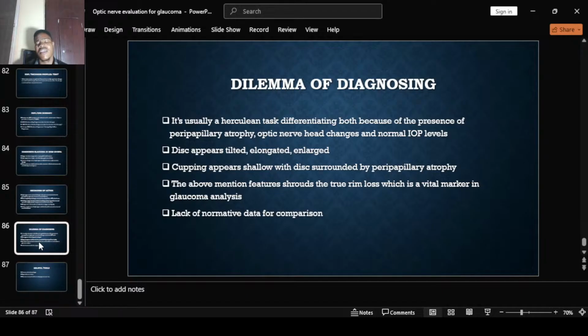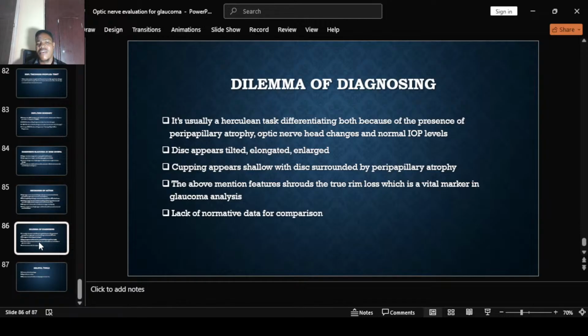But then what is the challenge of diagnosing? I tag this the dilemma of diagnosing. What are the challenges we see? It is usually a Herculean task differentiating both because of the presence of peripapillary atrophy, optic nerve head changes, and then the IOP is normal. So you see a patient who has an IOP of probably 14 or 15 or 16, but when you look at the optic nerve head, you begin to see peripapillary atrophy, you see optic nerve head changes, and you are wondering, am I dealing with a myopic case or am I dealing with an optic nerve head that has changed due to glaucoma? This is one of the challenges clinicians face in the clinic.